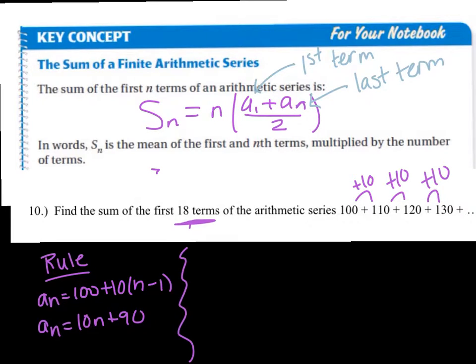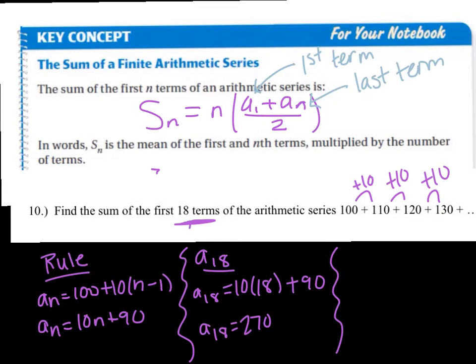Okay, then you need to find the 18th term. Now that you have the rule, it's just a matter of substituting it in. So 18 is going to be our input. So 10 times 18 plus 90 gives us 270. So the 18th term equals 270. Now that you have that last term, you'll be able to add up every single term, or find the sum of all 18 terms.